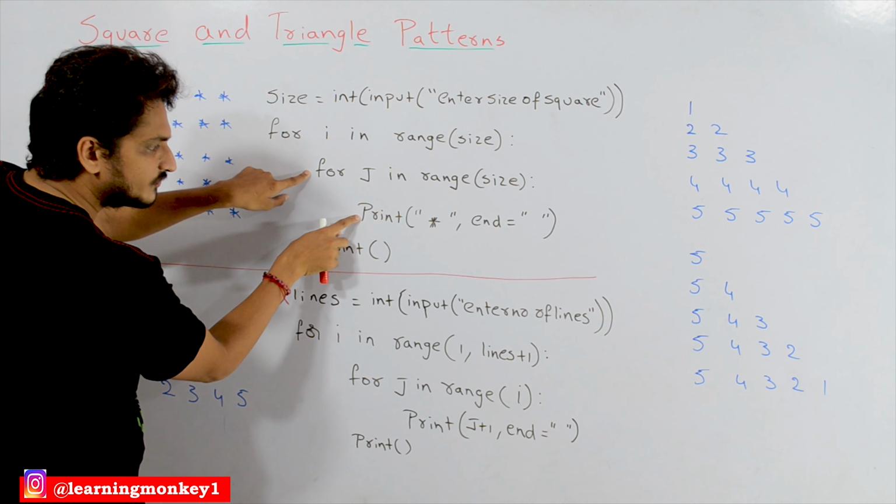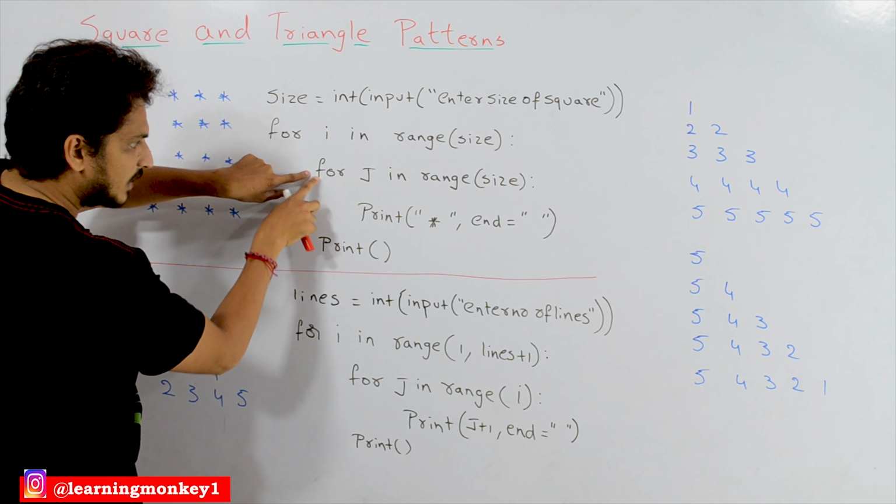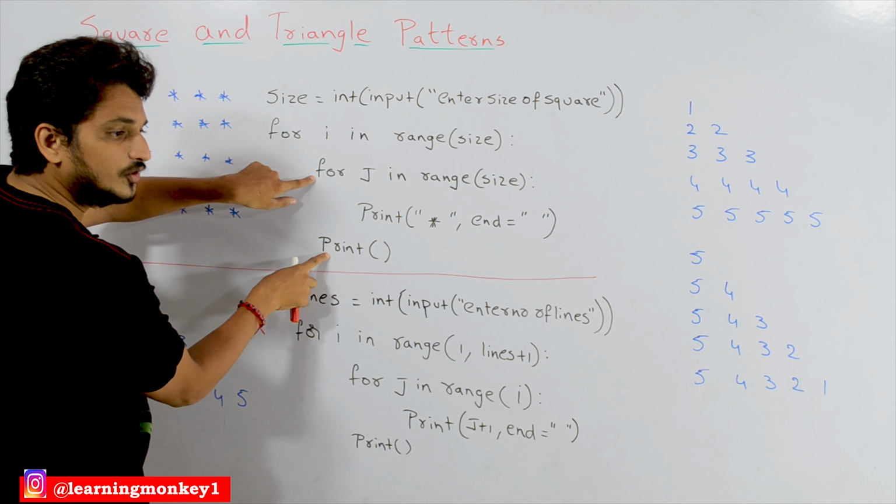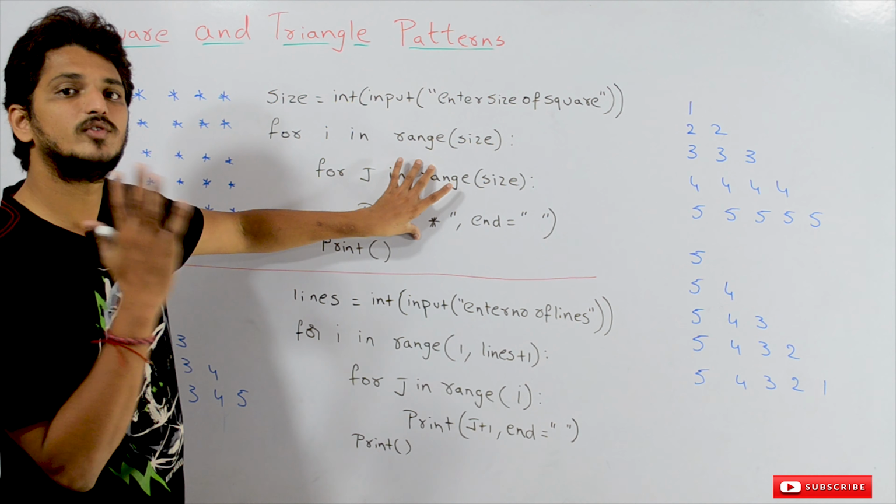After completion of this for one time, we'll come out of this loop and go to a new line. In order to go to the new line, print brackets, we will go into the new line. Again with i equal to 1, execute this for the second time. Again i equal to 2, execute this for the third time. Like that, this will be repeated 5 times.